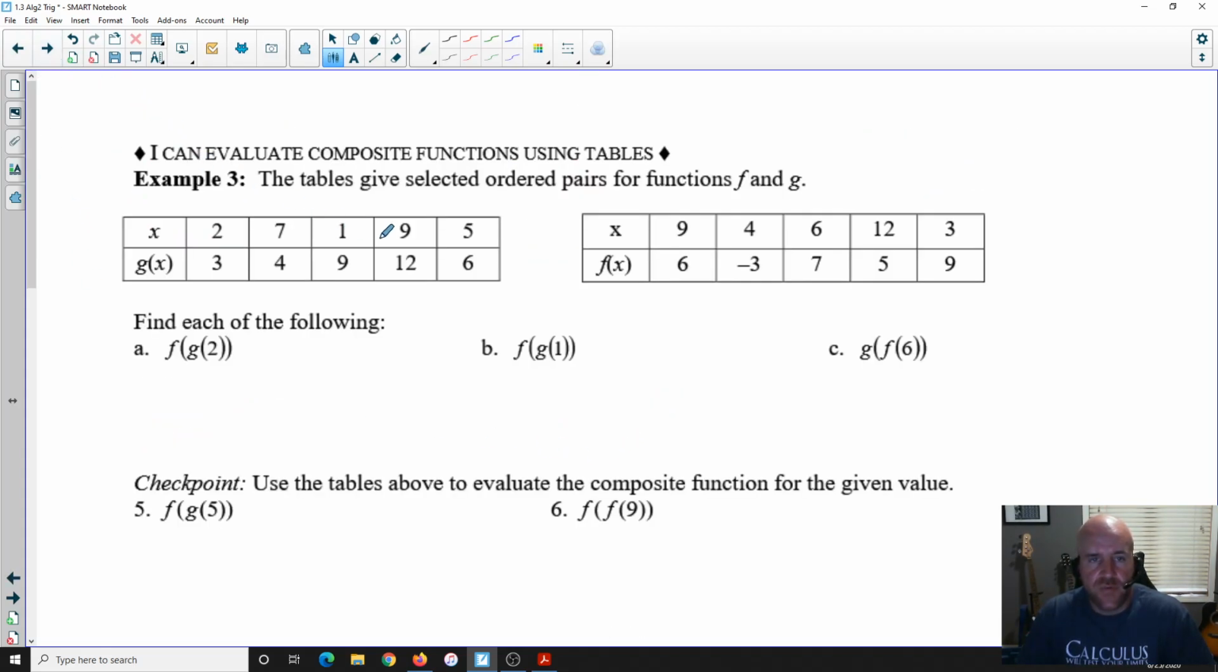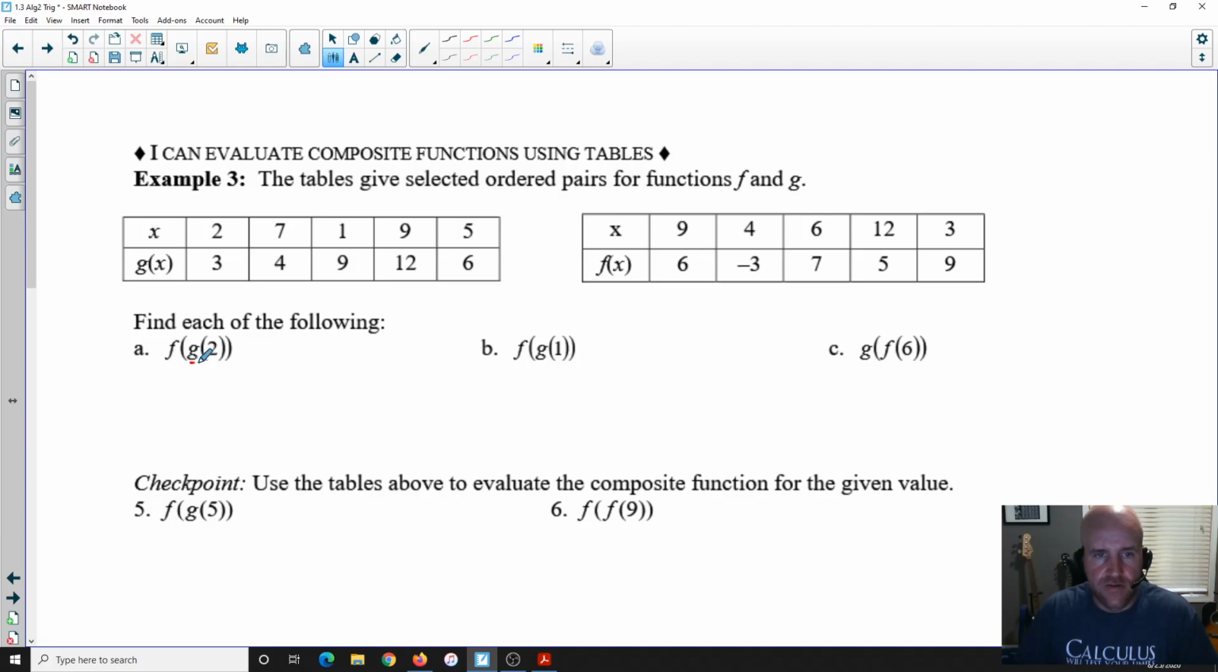All right, example 3. Tables give selected ordered pairs for functions f and g. So we're doing the same thing that we did earlier, just with tables. Find each of the following: f of g of 2. On this, I'm going to change it up a little bit. I want you to work inside out.